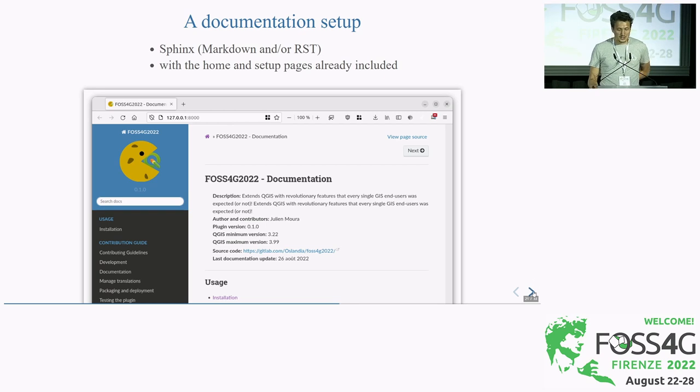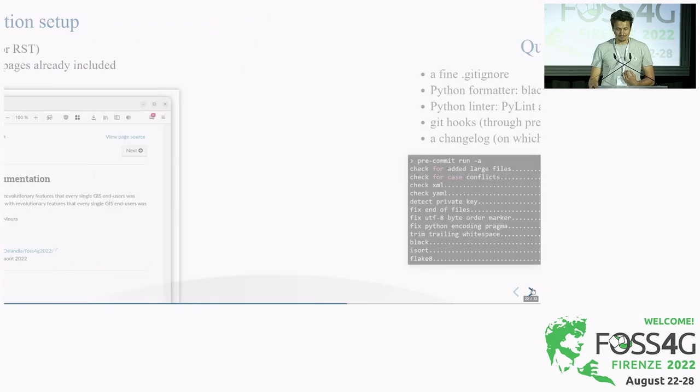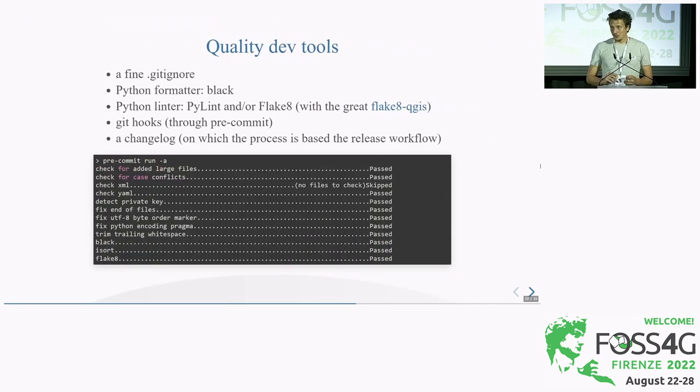There is a full documentation setup based on Sphinx with Markdown and reStructuredText included, and the generated documentation helps the developer manage the template once it's generated, so, like auto-documentation. And yes, it's using the metadata.txt to fill the home page, and there are setup pages already included. We also configure some development tools: pre-commit, git hooks, a changelog, linters, formatter, etc.